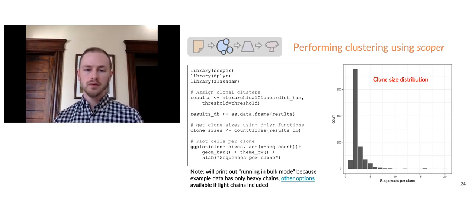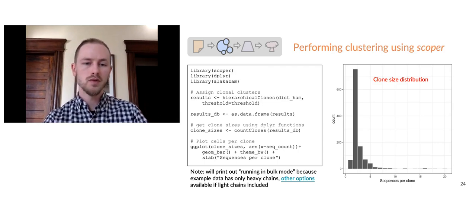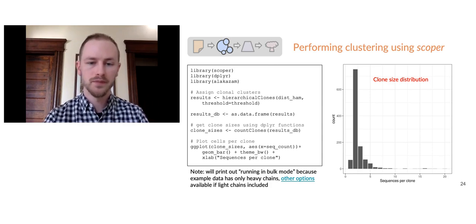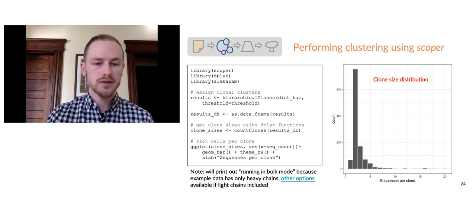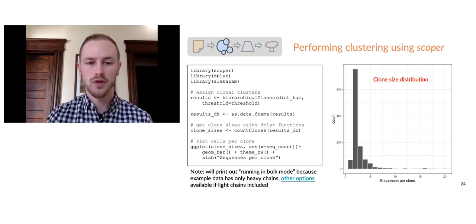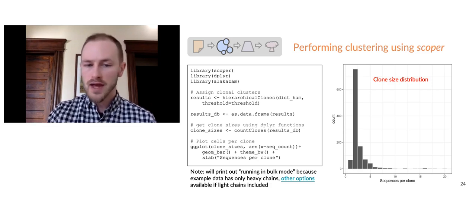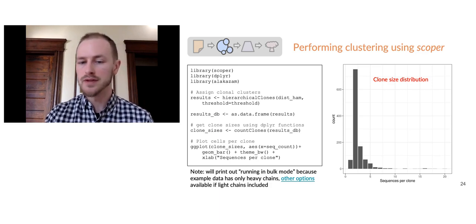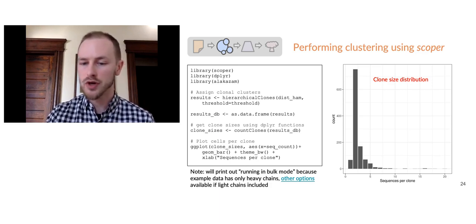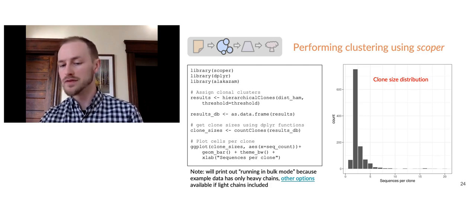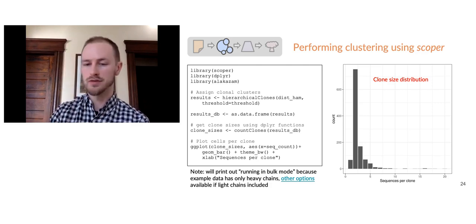Now that we have our threshold, it's fairly easy to identify clones. We can pass our data into the hierarchical clones function in Scoper and specify the distance threshold that we determined from the previous slide. Once we've assigned clones through Scoper, we can use functions through dplyr or the count clones function in Alakazam to get a distribution of clone sizes. Once we have that, we can plot the distribution of clone sizes using ggplot. And this will show the number of sequences per clone across all of the clones within our data set.